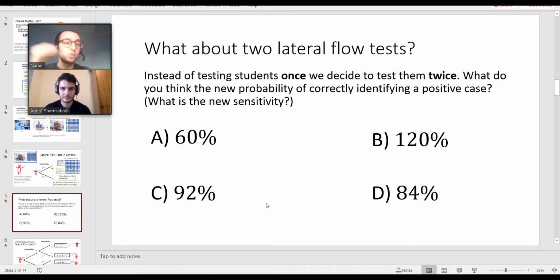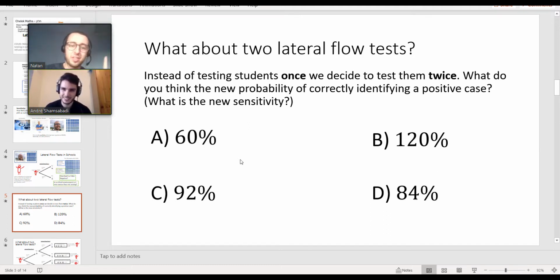Well, there's just two chances for the lateral flow test to pick up this virus. And so the idea was, what's the probability? 60, 120, 92, or 84. And I said the answer was 84%. We'll see why. I think, is the answer actually 60%? Yeah. I would say the answer is still 60% or very close to 60%. If the number does move, it will still be very close to 60%.